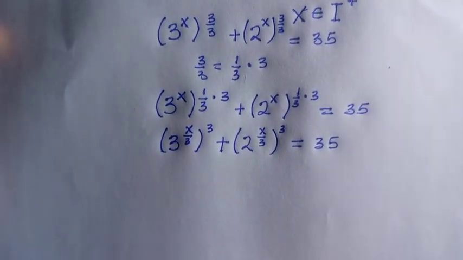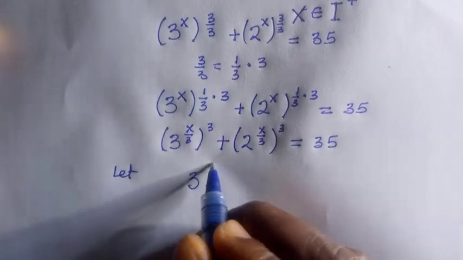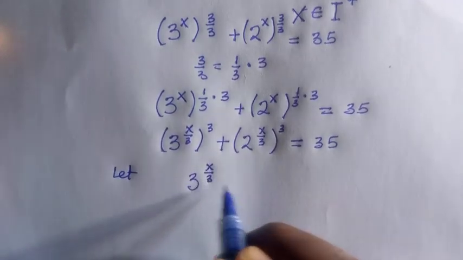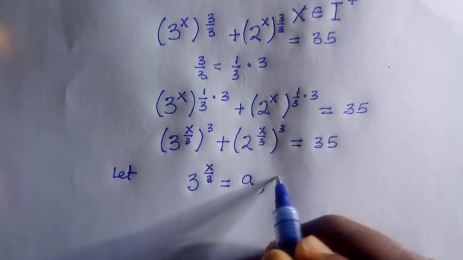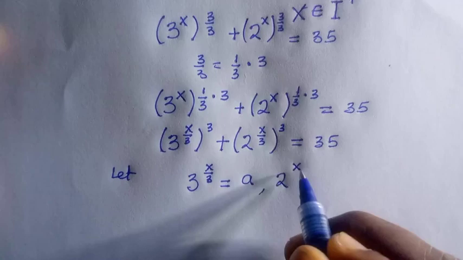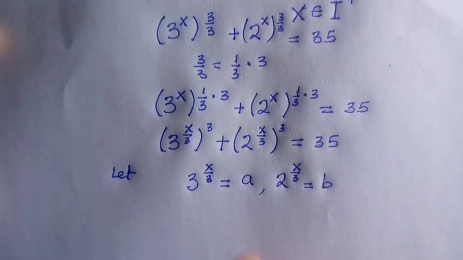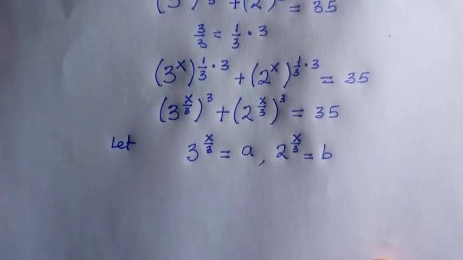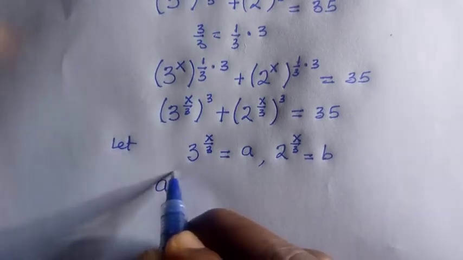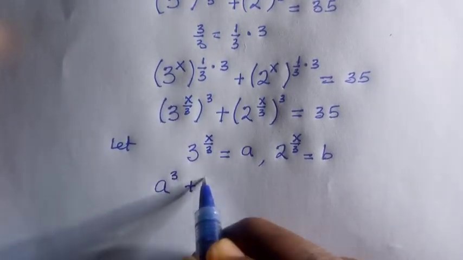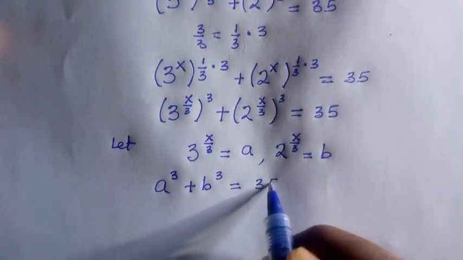The next thing we are going to do is let 3 to the power of x divided by 3 equal a, and also 2 to the power of x divided by 3 equal b. So we are coming to this. At this line we have a to the power of 3 plus b to the power of 3 equals 35.